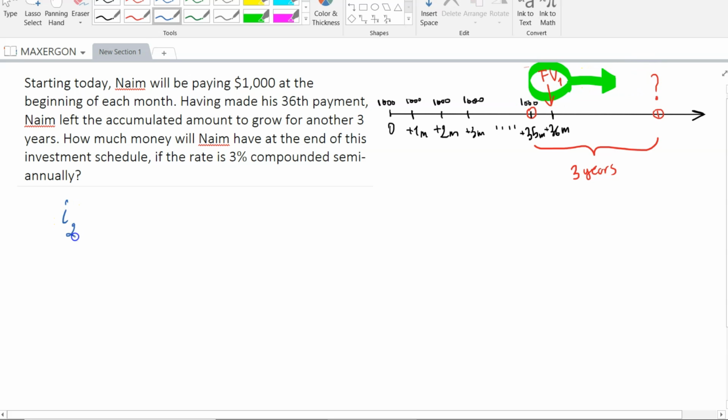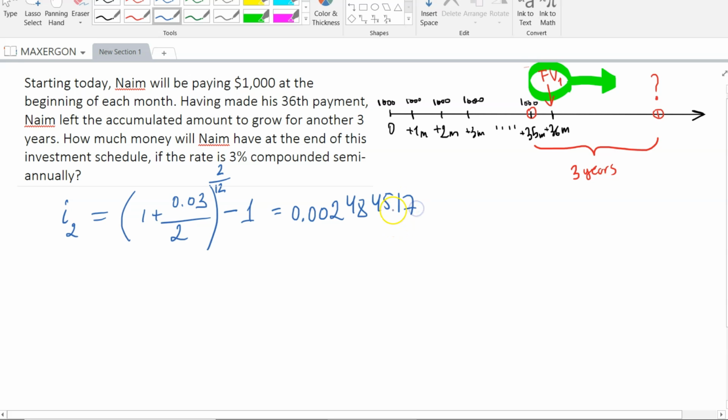Because this annuity is general, we'll start with the conversion of the rate. We'll take 3% compounded semi-annually and we'll convert it into the rate compounded monthly. 0.002484517. This I2 we found is the periodic rate compounded monthly, which is equivalent to 3% compounded semi-annually. With this new periodic rate, we have a simple annuity.